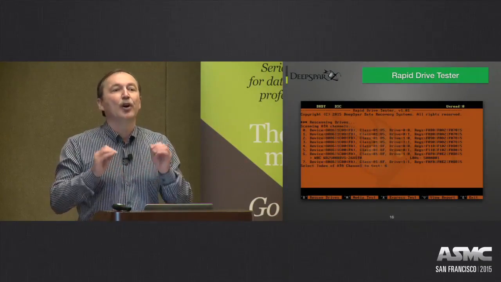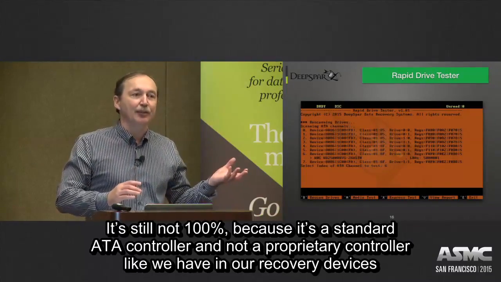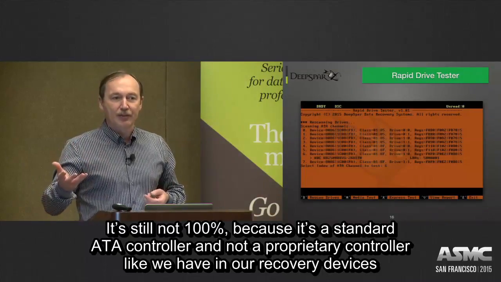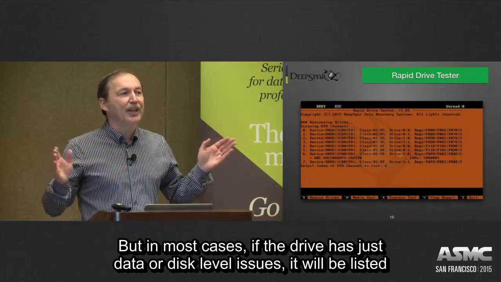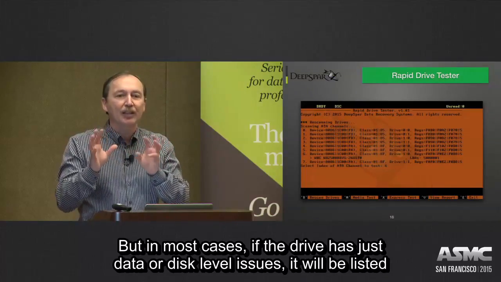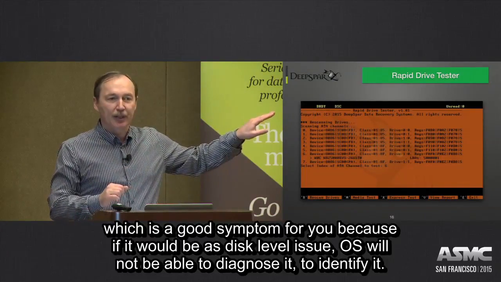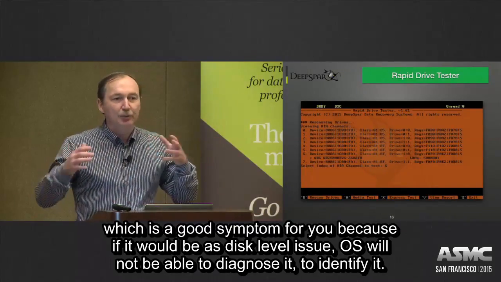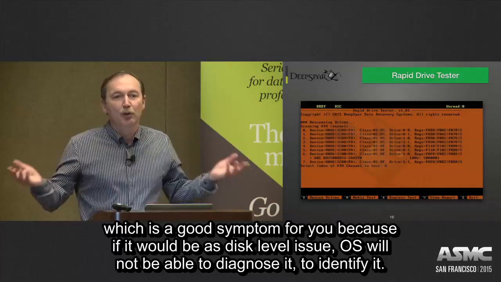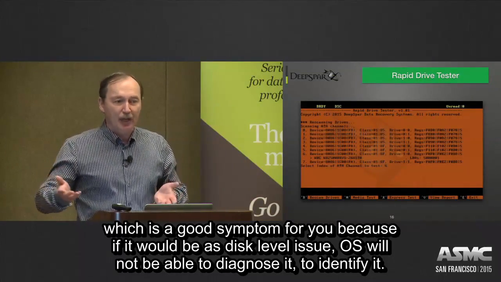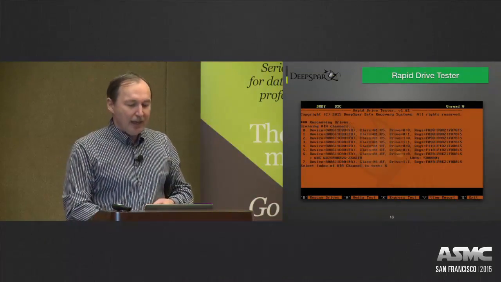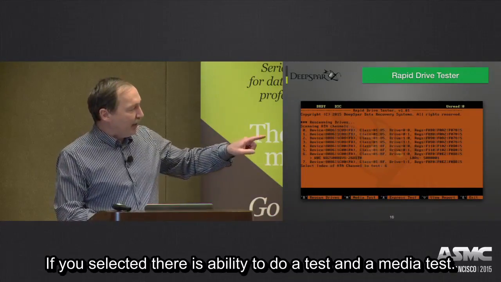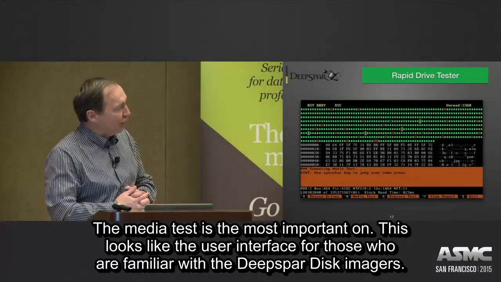It's still not 100% because it's a standard ATA controller, not a proprietary ATA controller like we have in data recovery devices. But in most cases, if the drive has just disk or data level issues, it will be listed. That is a good symptom for you, because with disk level issues, the operating system would not be able to identify it. As soon as you select it, there is the ability to do an express test and a media test. Media test is the most important one.